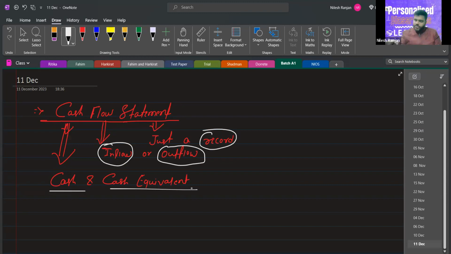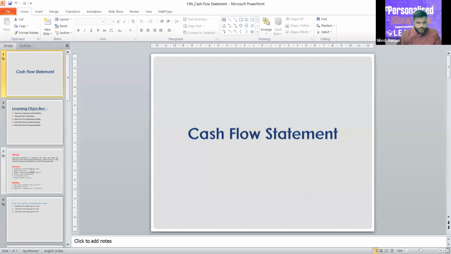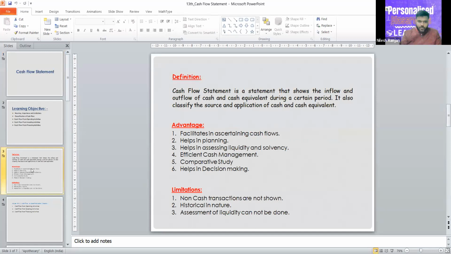Okay. So this is the simple meaning of cash flow statement, but we will discuss the definition. It is a statement that shows the inflow and outflow of cash and cash equivalent during a certain period. It also classifies the source and application of cash and cash equivalent.